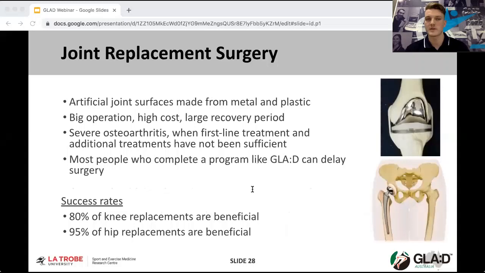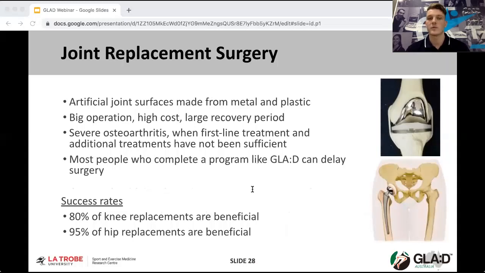All right, so joint replacement surgery. It's a good operation for the right person. It should not be provided to people who have not adequately trialled first-line treatments, so our education, our exercise, and our weight management were indicated. And most people with knee osteoarthritis will delay surgery following the completion of a program like GLAD. Okay, so 2 in 3 people will delay for at least 2 years, which is really promising.